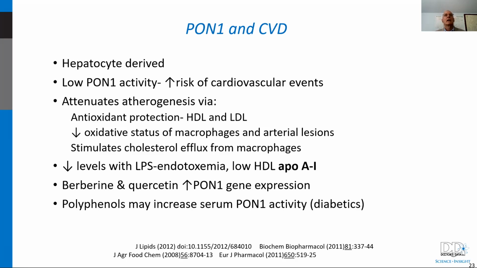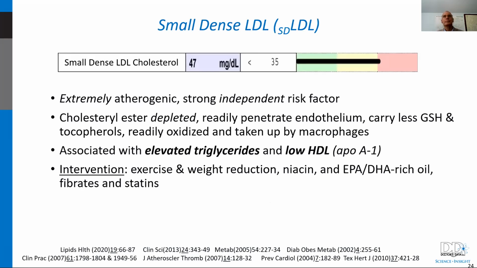So decreased levels we see with LPS endotoxemia, low HDL ApoA1. Berberine and quercetin increase PON1 gene expression, and polyphenols have been shown to increase PON1 activity in diabetic subjects. So the good old polyphenols, not only good prebiotics, but also jacking up PON1.